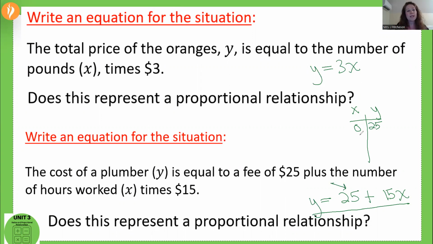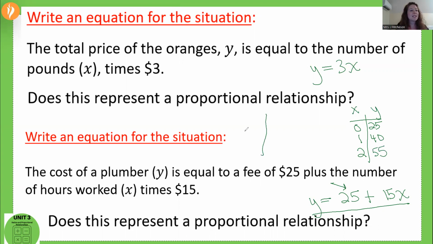So what if he works 1 hour? He would charge you the $25 fee to come to your house, because it takes gas and time to come to your house, plus he would charge you $15 times 1. So how much money would that be? Would that be $40? Yep. What if he works 2 hours at your house? Well, 2 hours times 15 is 30, and 30 plus 25 is 55? Yeah, I think so.